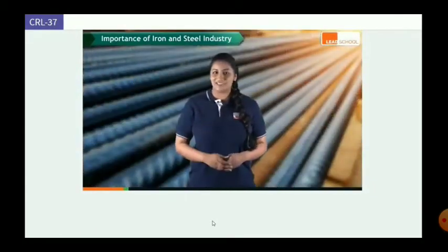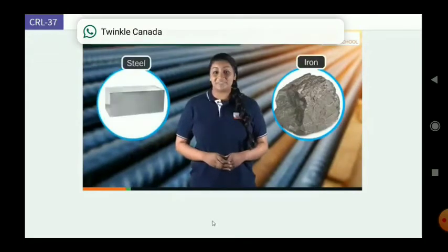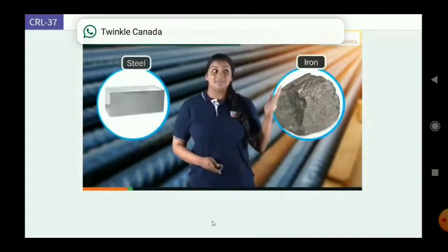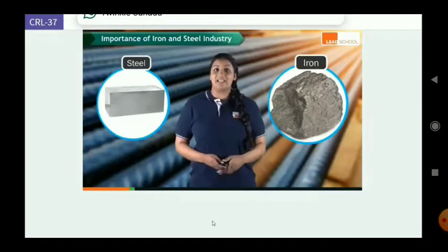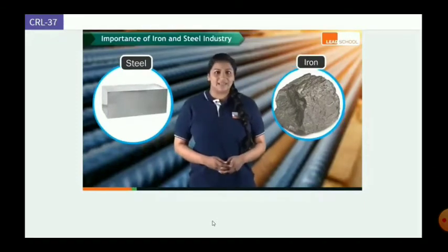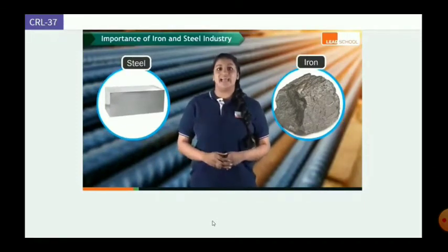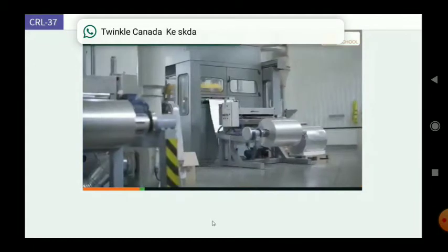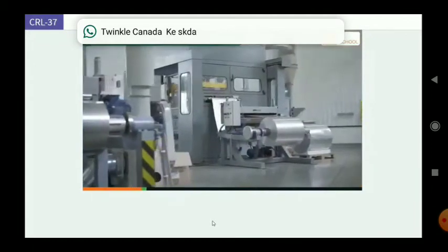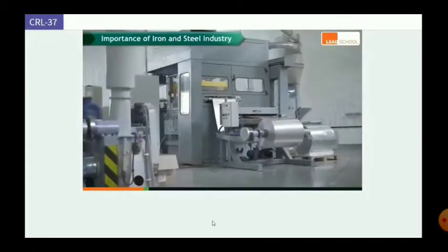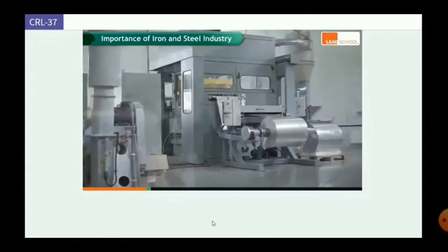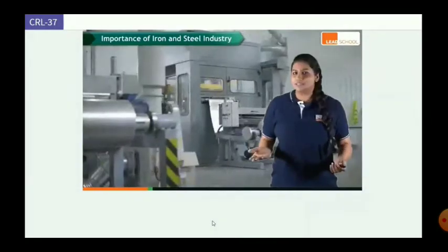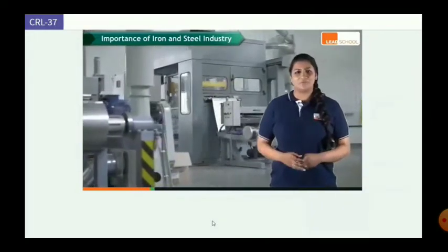Now, do you know the difference between iron and steel? Yes, iron is a metal. Steel, on the other hand, is a stronger material and is an alloy of iron. It looks something like this. Due to its strength and resistance to corrosion, most industries use steel to make heavy machines and tools. But how is steel made from iron ore?